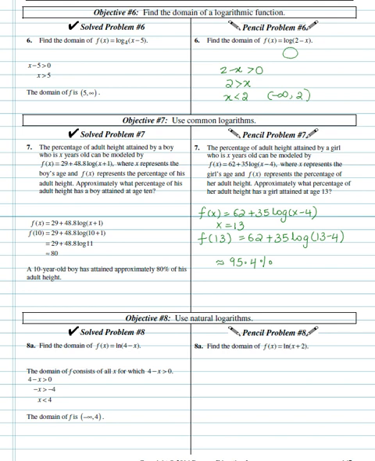Natural logs. Find the domain of the function ln of x plus 2. Whether it be logs or natural logs, the argument should always be positive. That means x plus 2 should always be greater than 0. x should be greater than negative 2. That means the domain of f is simply negative 2 to infinity, open parentheses.